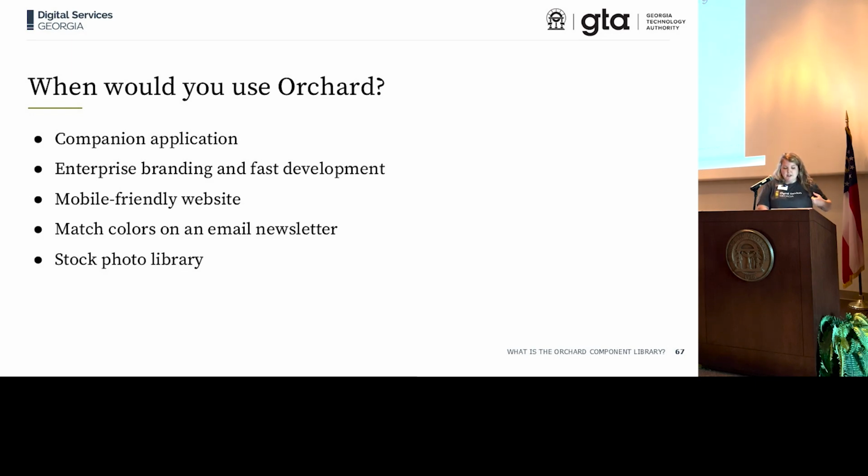Maybe you just want your email newsletter to match the scheme of your GovHub website. You can make a quick pit stop to Orchard and grab the hex codes. We also have a free photo library, and some agencies were really excited about that, so I thought I would drop that here.